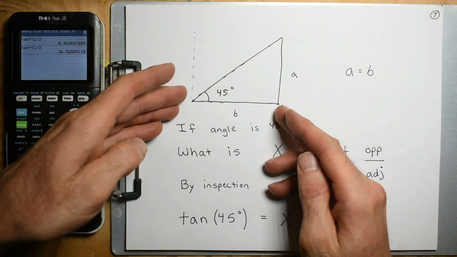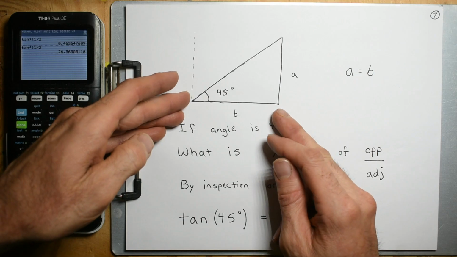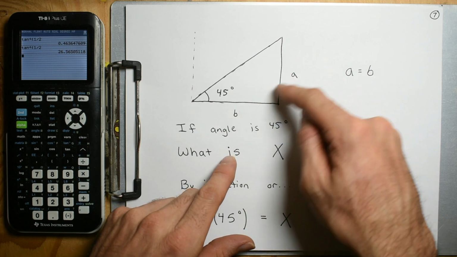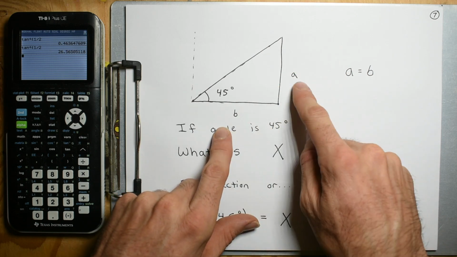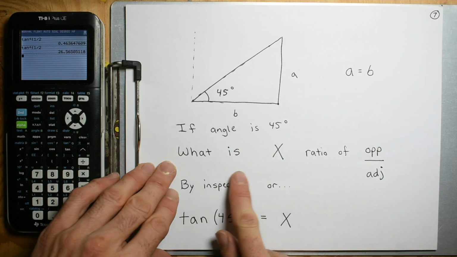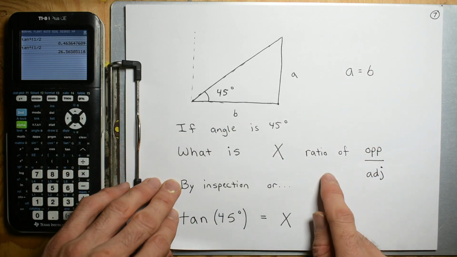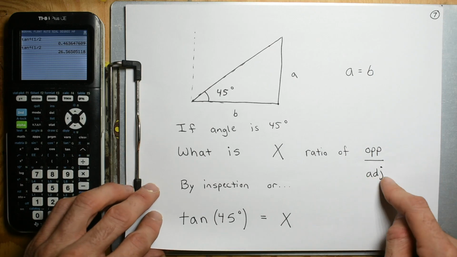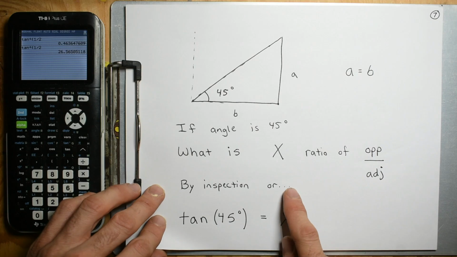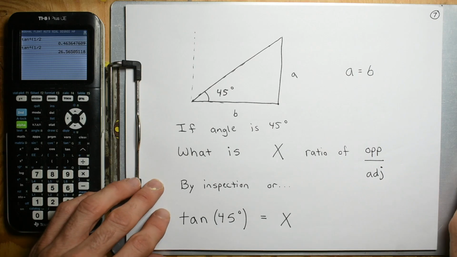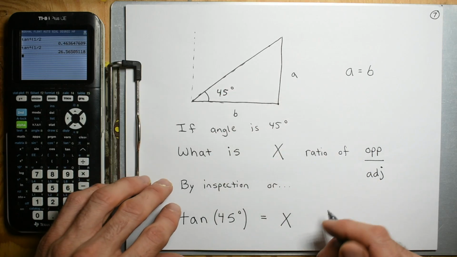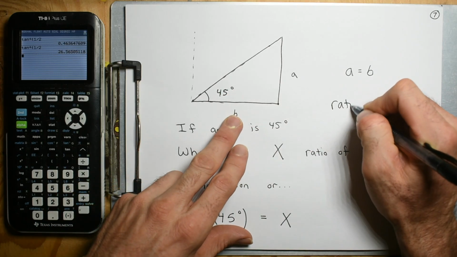All right, so let's pick a 45-degree triangle, and then the ratio, opposite over adjacent, well, A is going to equal B, so that ratio is going to be 1. So if the angle is 45, what is x? What is the ratio? The ratio is opposite over adjacent, and the ratio is also the tangent of this angle. So the ratio right here is going to be 1.